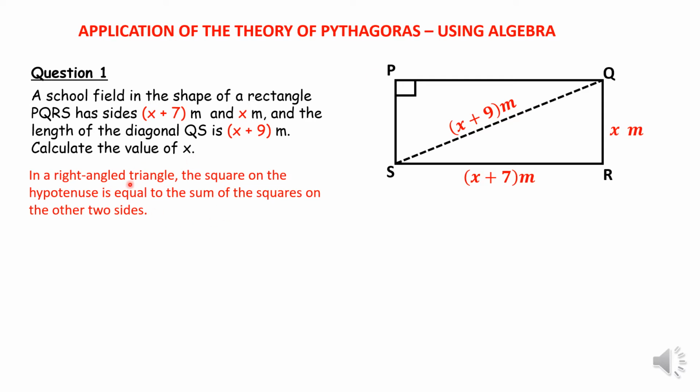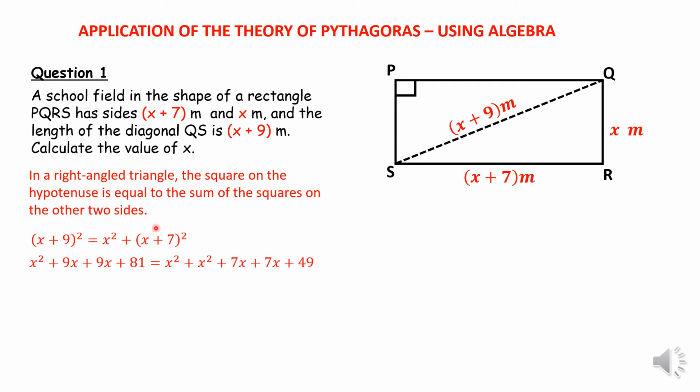So I hope you understand that in a right angle triangle, the square of the hypotenuse, so we're going to take the whole (x + 9) all squared. The hypotenuse is the longest side of a right angle triangle. It's always opposite the right angle. In a rectangle, all the interior angles are exactly 90 degrees. So essentially that makes me create an equation: (x + 9) squared equals x squared plus (x + 7) squared.